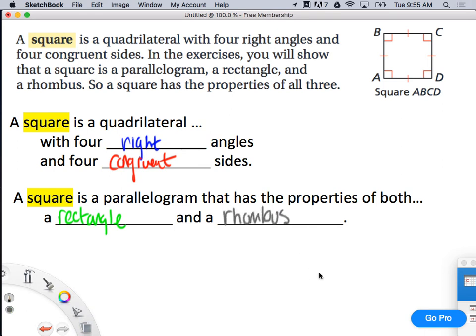So there you go. So what does that mean? Its diagonals are congruent. Its diagonals bisect each other. Its diagonals bisect the angles. Its diagonals are perpendicular, right? It's got 4 right angles. It's got 4 congruent sides, right? The fact that it's got 4 right angles means it's a rectangle. The fact that it's got 4 congruent sides means it's a rhombus. All right, so there you go. A square is a parallelogram with 4 right angles and 4 congruent sides. So therefore, it shares all the properties of the parallelograms, all the properties of a rectangle, and all the properties of a rhombus. Does that make sense to you guys?